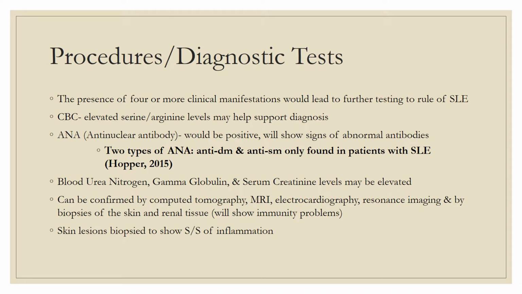Some procedures and diagnostic tests. The presence of 4 or more clinical manifestations would lead to further testing to rule out systemic lupus erythematous. There could be a CBC done. It would show elevated serum and arginine levels that may help support diagnosis. ANA antibodies would be positive, and that's one of the main signs of lupus. And below are just some more diagnostics that can be done.